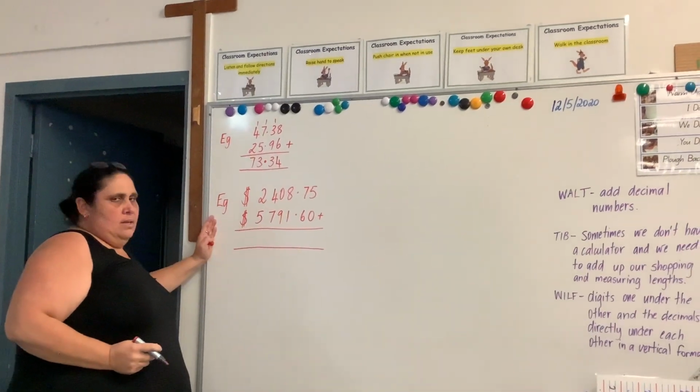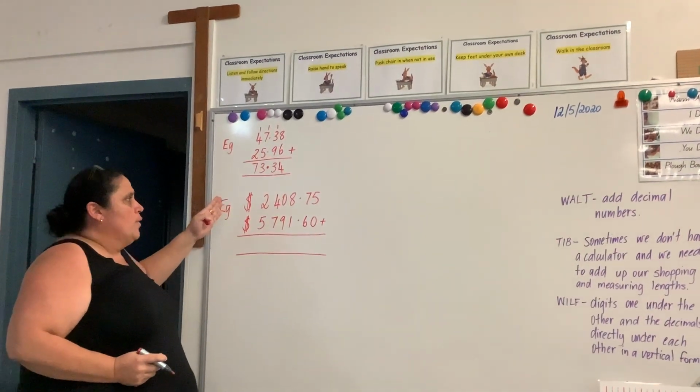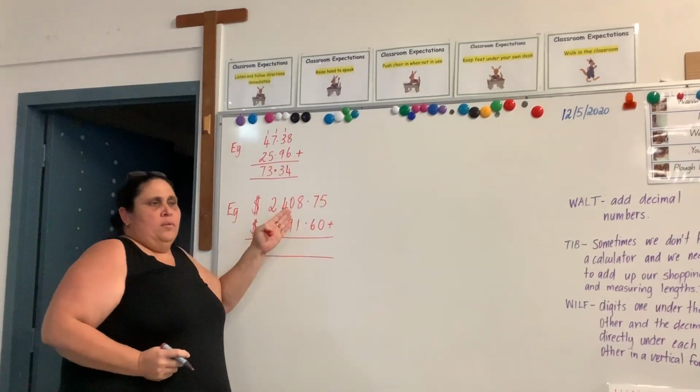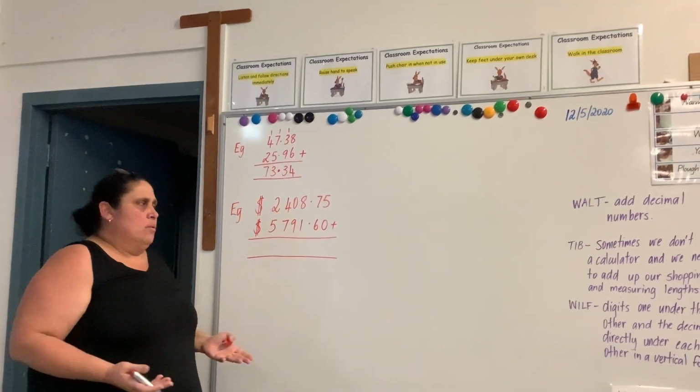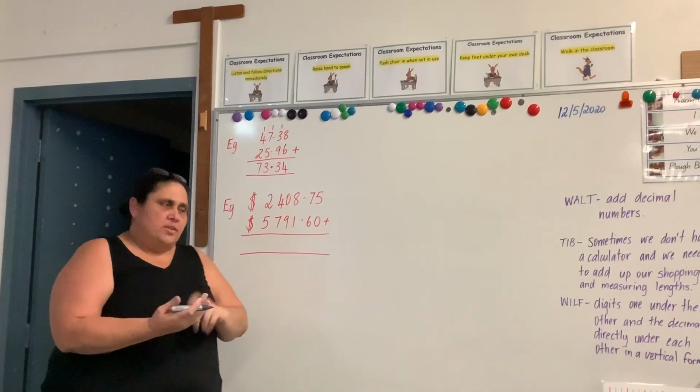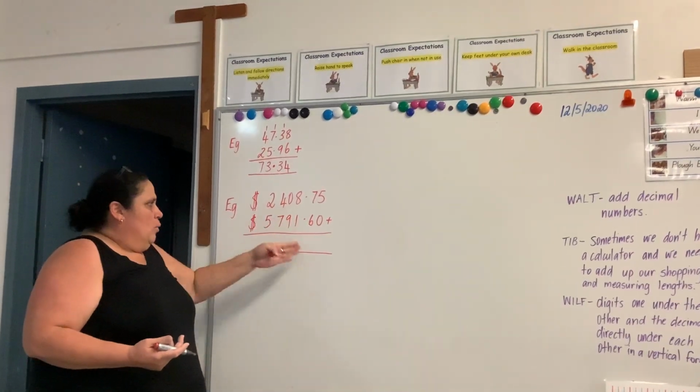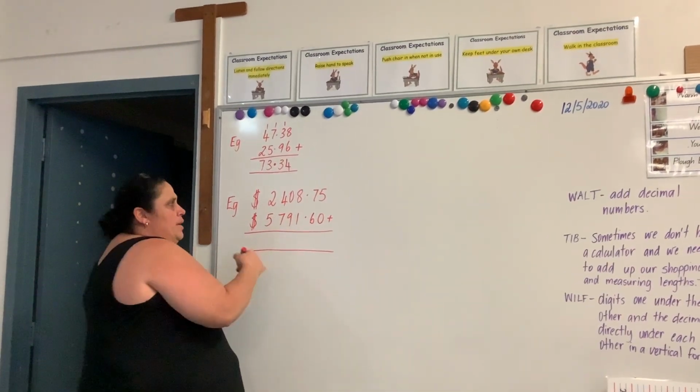In our second example, I've used a dollar sign because often what we relate with a decimal is money. When we're at the shop, we're adding up our groceries on our telephone. If we can't, we can use paper to add it. And we do it exactly the same.